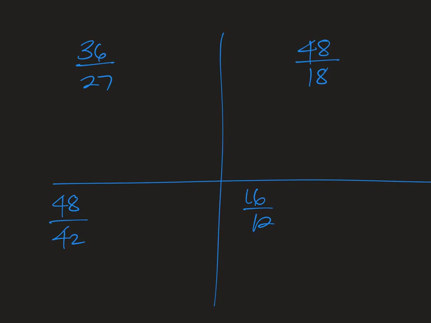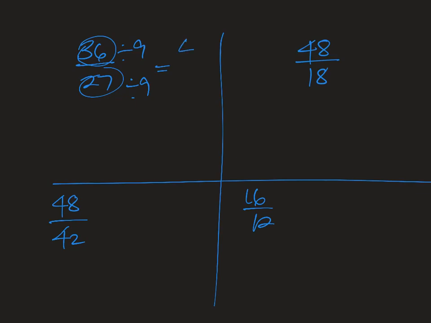Let's look at 4 more examples here. So we have 36 over 27. Again, when you look at 36 and 27, you can ask yourself, what number do they have in common? Ultimately, what is their greatest common factor? And if you say 9, for example, you say, let's divide both of them by 9.